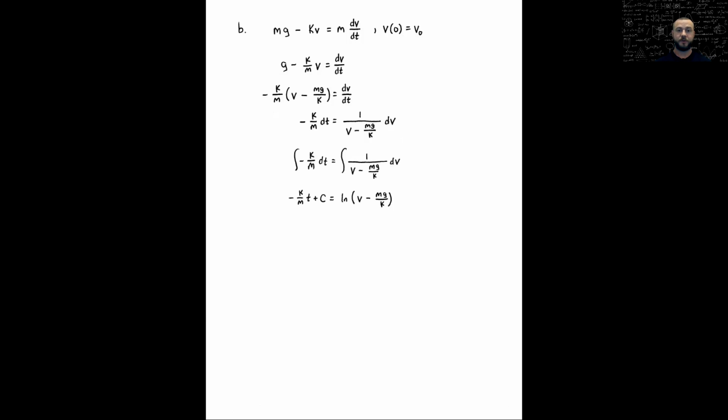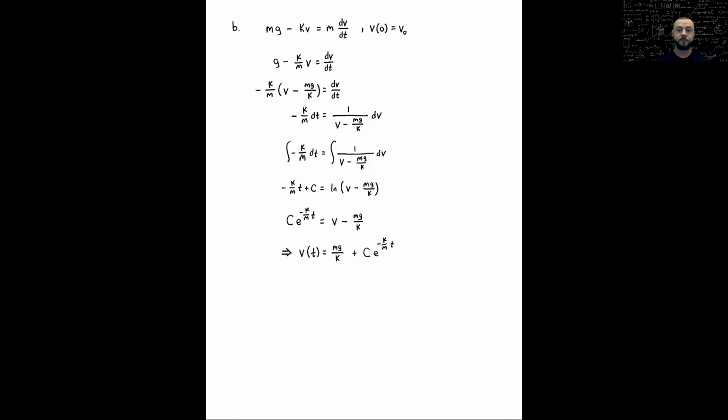k and m are both constants on the left side. So when you integrate the left side, you'll just get negative k over m, because it's a constant, times t, and then plus c, your integration constant. And on the right side, the integration with respect to v, that's just a simple natural log, but of v minus mg over k.